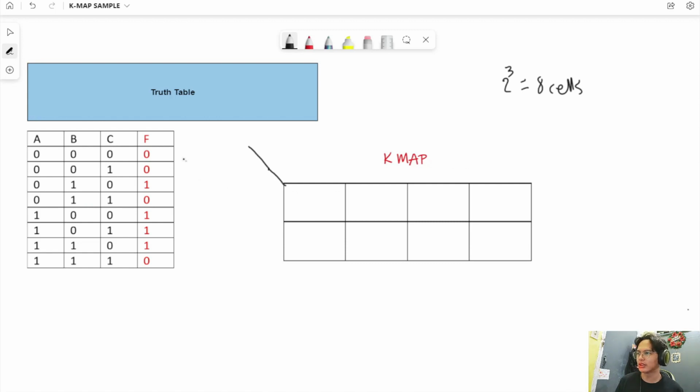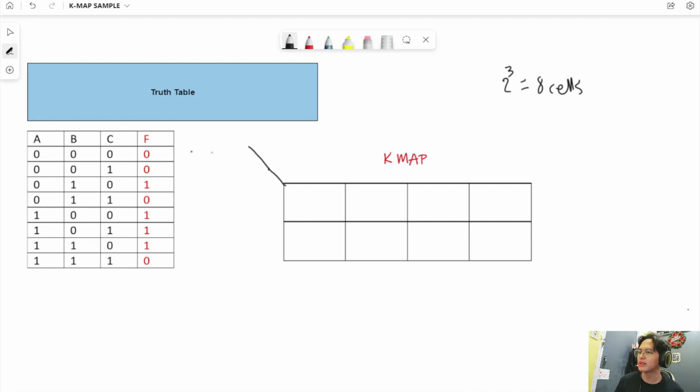So as you can see here, we have 3 variables, and to identify how many minterms we have, 2 raised to the n, which is the 3 variables, equals 8 cells. So 1, 2, 3, 4, 5, 6, 7, 8. And let's try to plot our K-map.